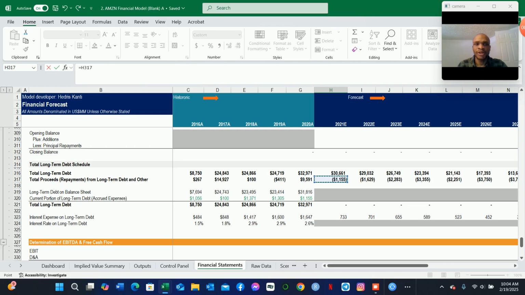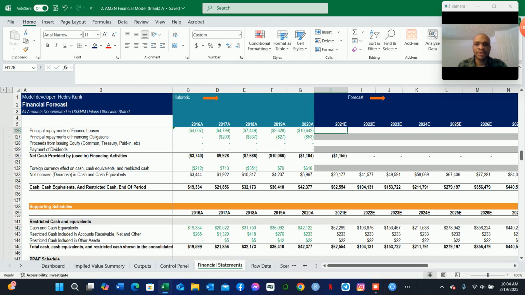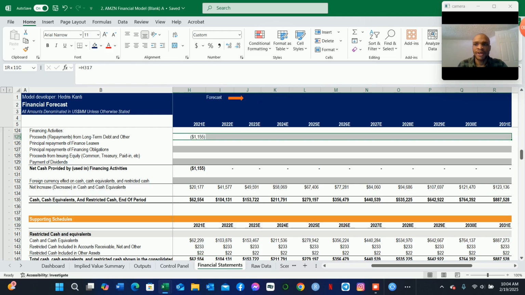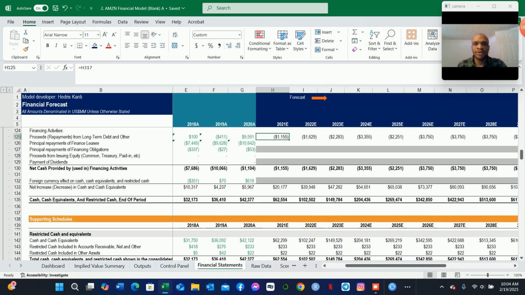So for now, we could just link this one cell here, the total proceeds or repayments from the long-term debt. Just link that up to the cash flow statement, and we know that it's a cash outflow since we don't have any additions that were made to offset this repayment. So we have that set up in place there.